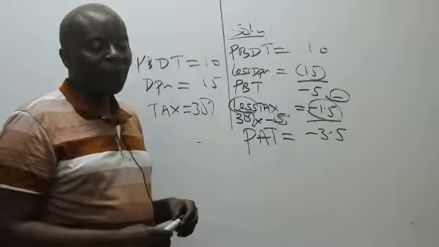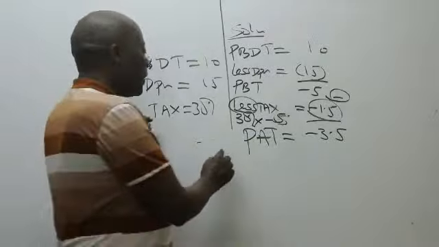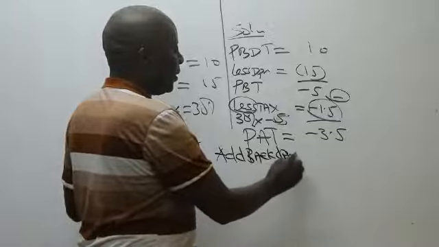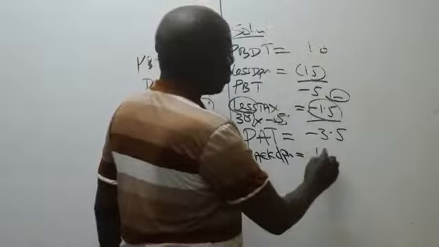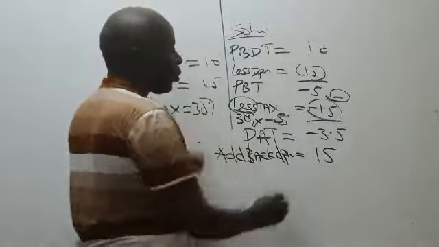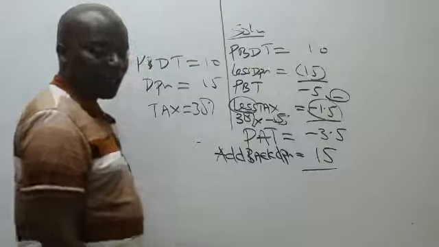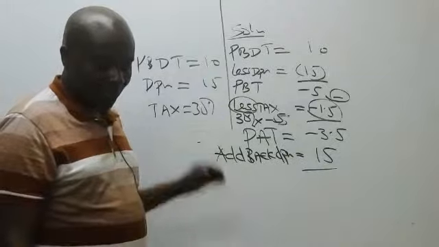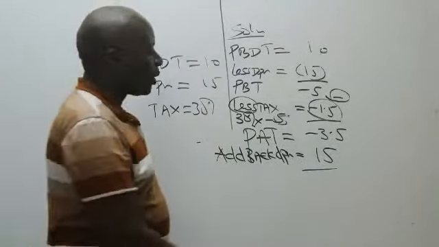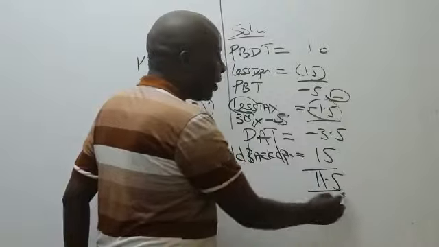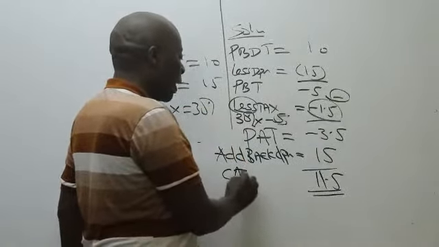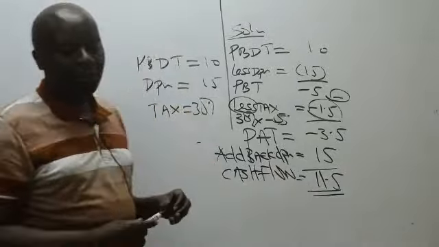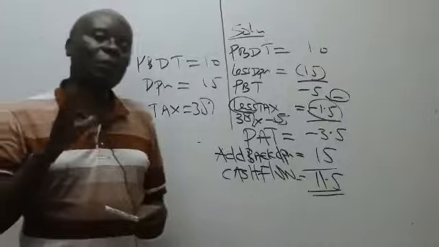So once I have my famous part, what do I do? I will come here and add back depreciation. Add back depreciation of how much? Of 15. Remember the depreciation amount was 15. So could you kindly add the two? So -3.5 plus 15. We are adding back depreciation. So then this will end up giving me 11.5. And this is what we call the cash flow.